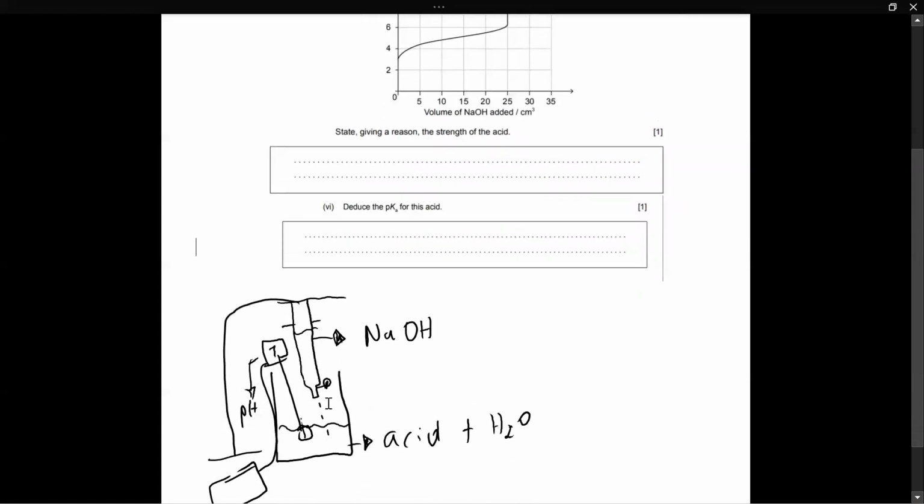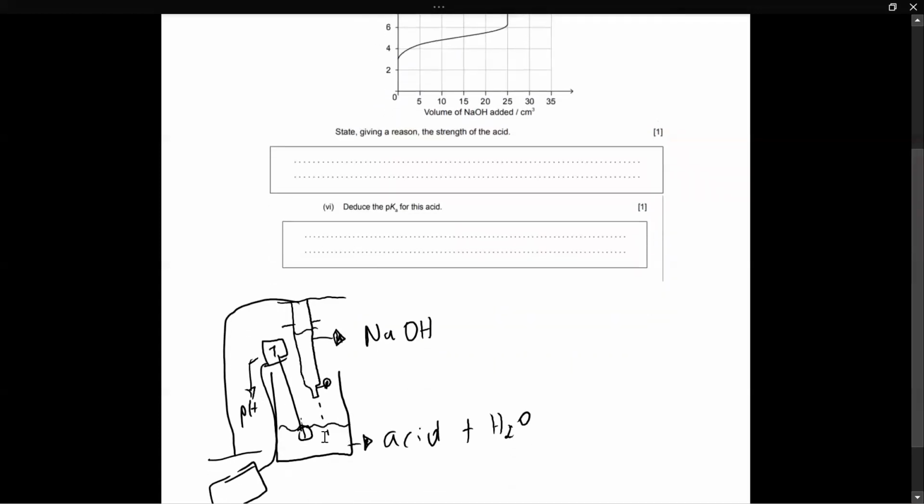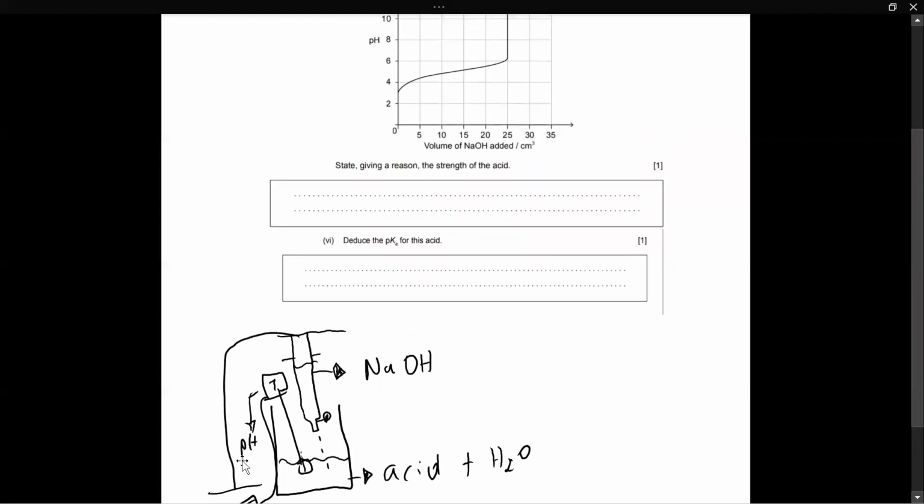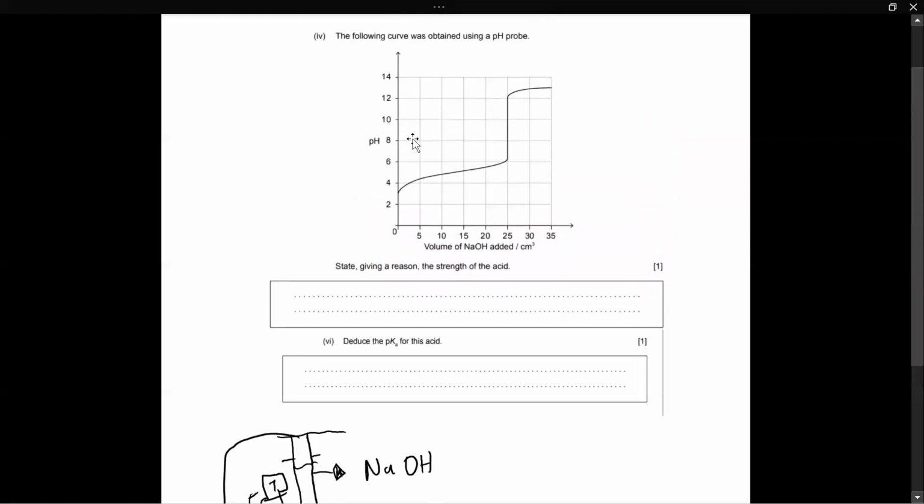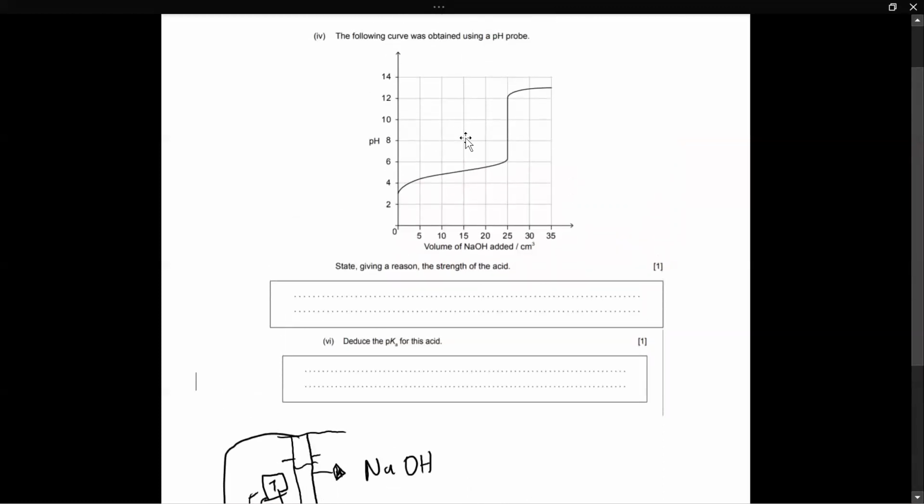So as we continue to add NaOH, changes occur in the solution in terms of pH, and these changes are monitored by the pH probe. The pH probe then sends this information to the iPad, and the system in the iPad draws a graph which looks something like this. Now that we've understood how we got this graph and what exactly is happening, let's dissect it.